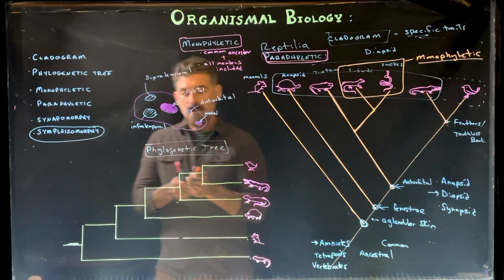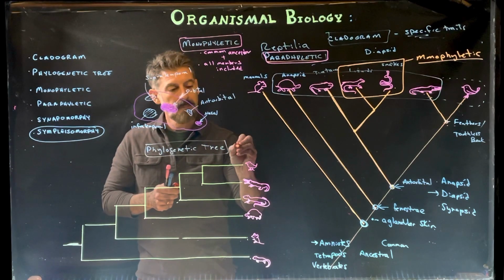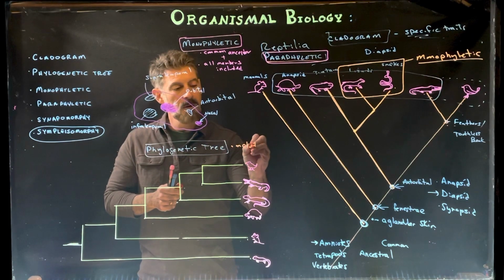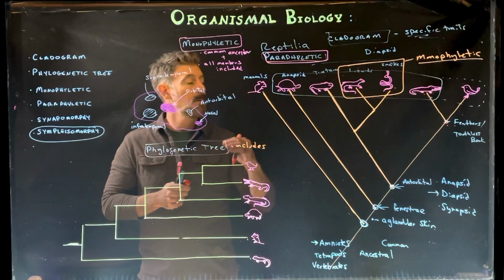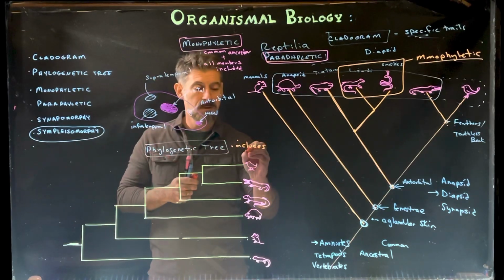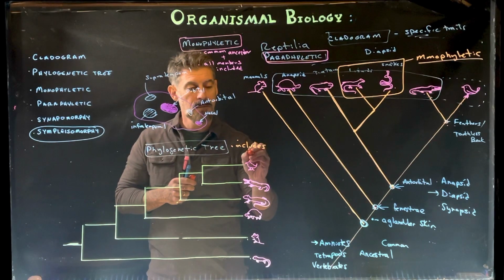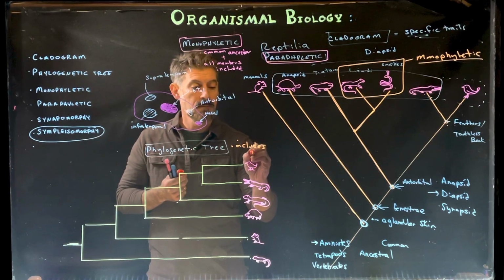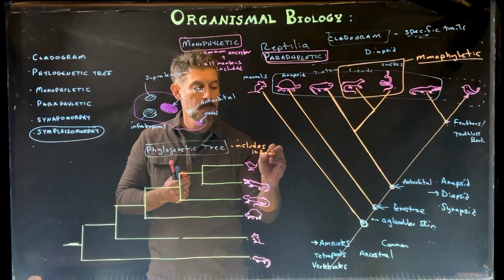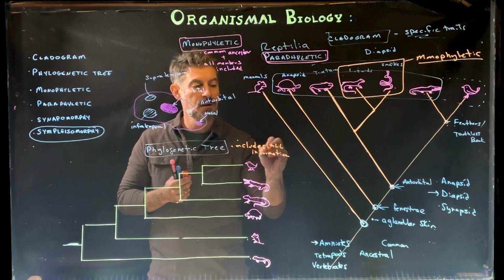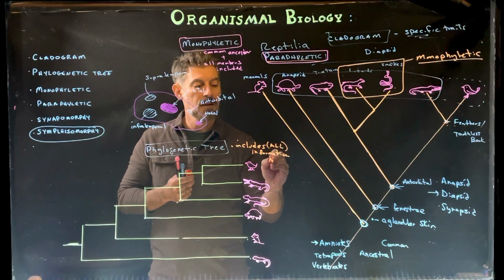The phylogenetic tree includes a whole variety of information. All right. So as much information as we can consider. We'll just say, really, it should contain all information available.